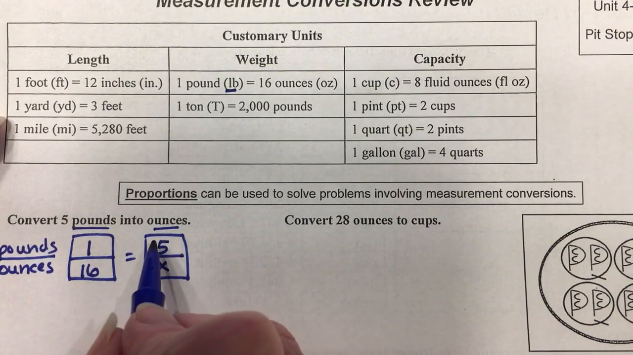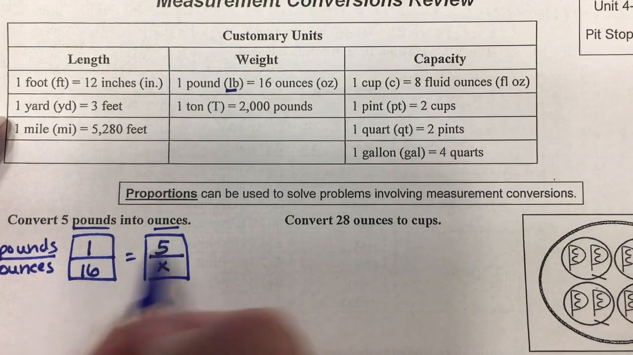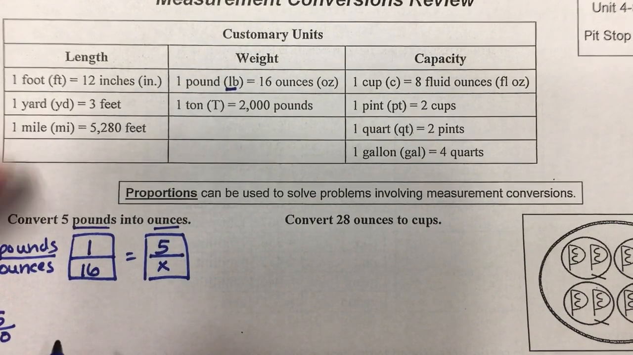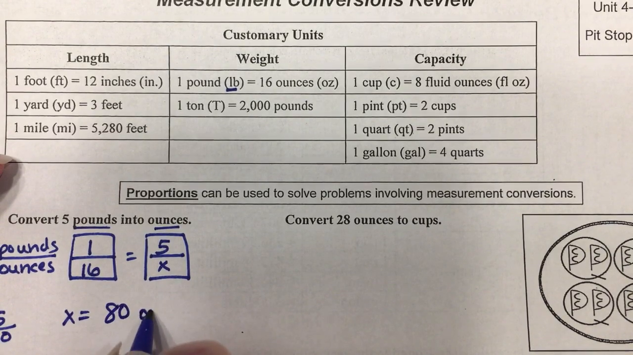So I can see in this case, I'm going to multiply and then divide by 1. Really all I need to do is multiply. So 16 times 5 is 30, carry your 3, and that would be 80. So I know that 5 pounds is equal to 80 ounces.